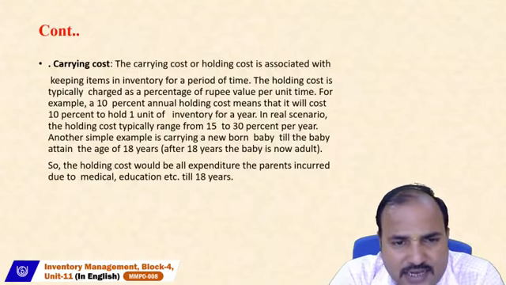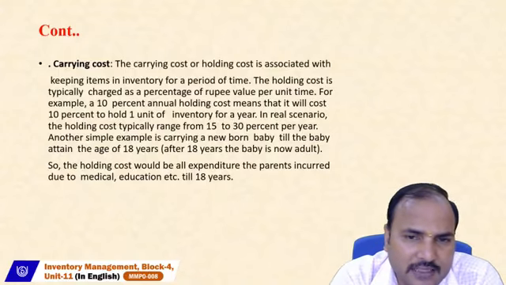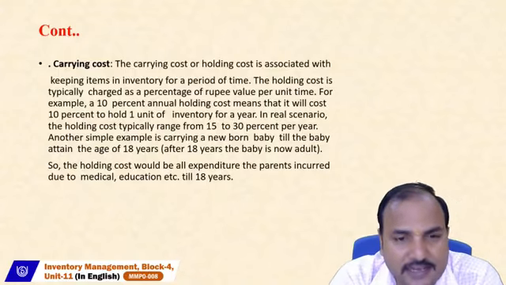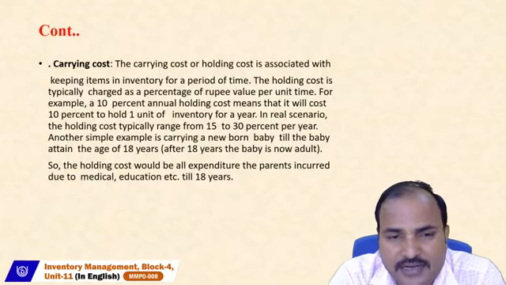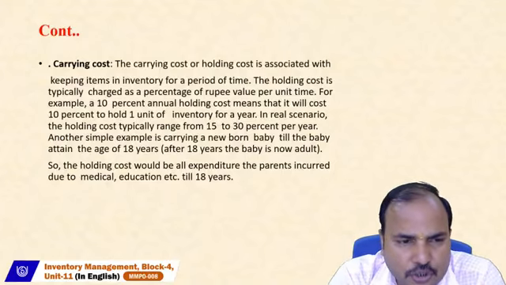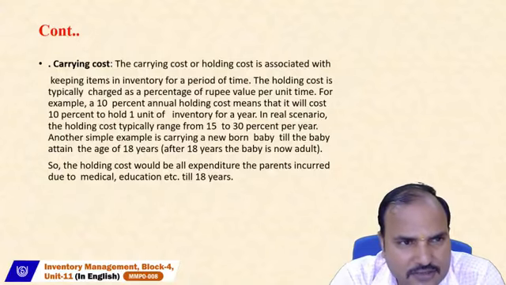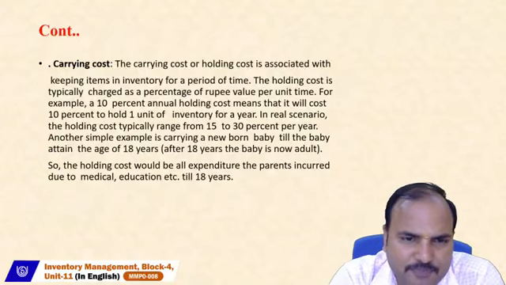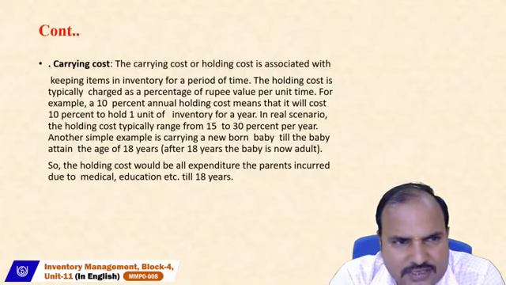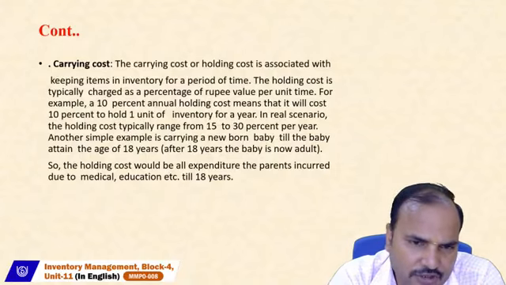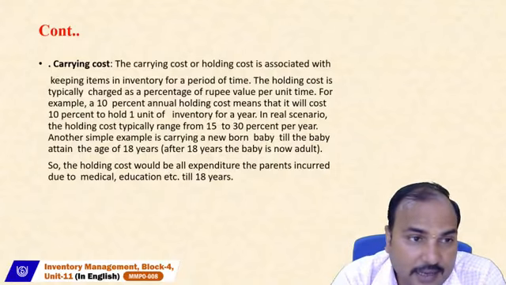Another simple example is carrying a newborn baby till the baby attains the age of 18 years. That means after 18 years, the baby is now an adult. So holding cost would be all the expenditure the parents incur due to medical, education, etc. till 18 years. I think it is a practical example you can better understand. You can link it with the carrying cost.